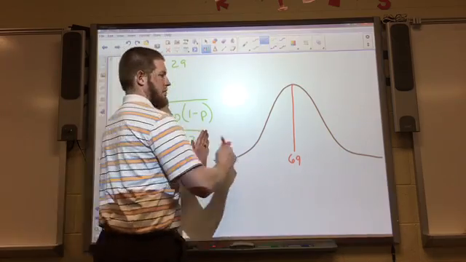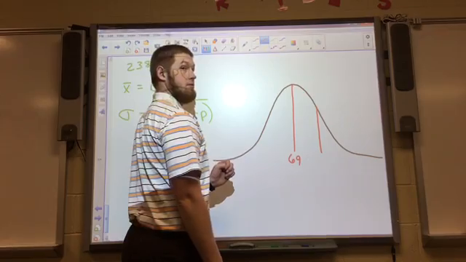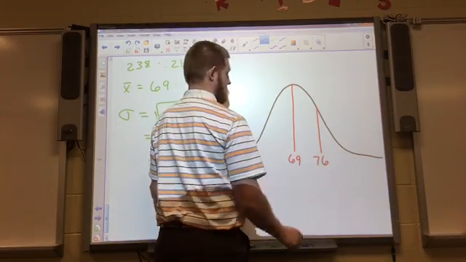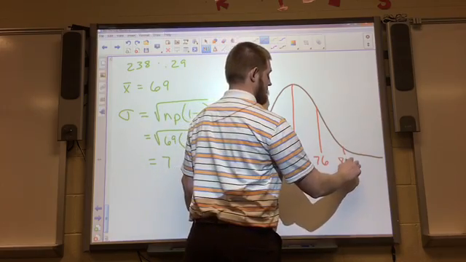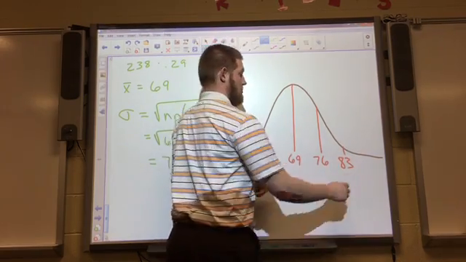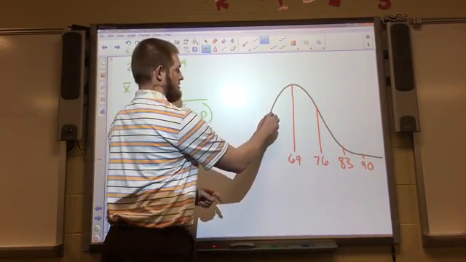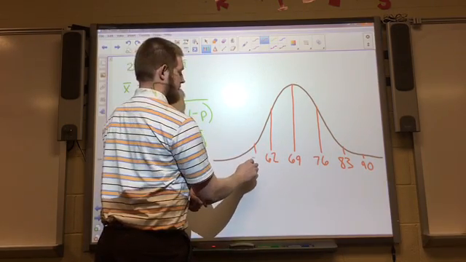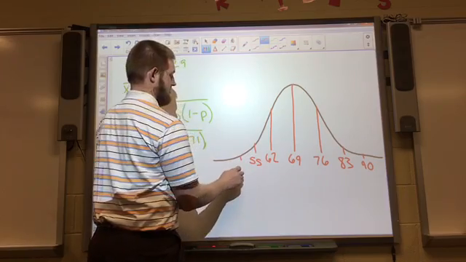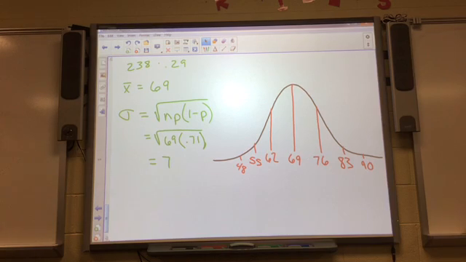Okay, so when I go to the right, 69 plus 7 is 76, plus another 7 is 83, right? One more time gets me to 90. 69 minus 7 is 62. Minus 7 is 55. Minus another 7 is 48. Okay? So now I have my bell curve set up.